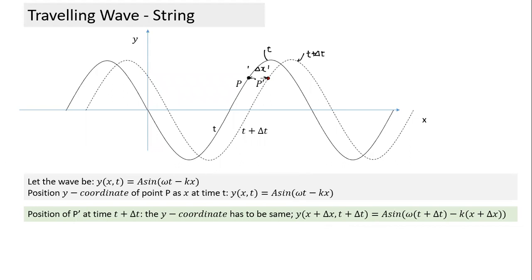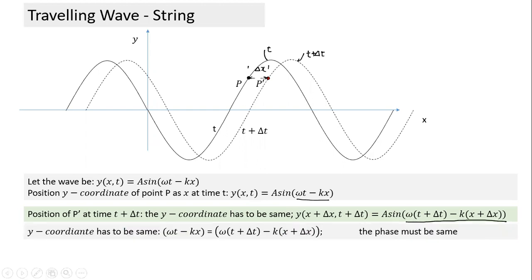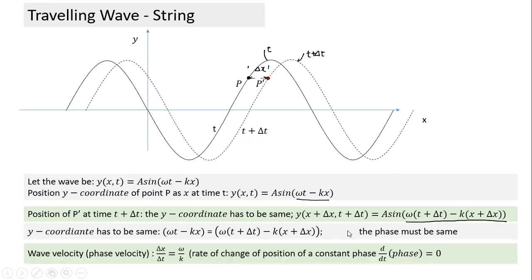If these two points have to have the same y coordinate, what is the condition I apply? If these two y coordinates are the same, it means this phase angle has to be equal. So if P and P dash are at the same y coordinate, this term and this term have to be equal. If point P has moved to P dash, the phase must be the same. And when you simplify, this term omega t cancels out, kx cancels out. What are we left with here? We are left with omega delta t is equal to k delta x.